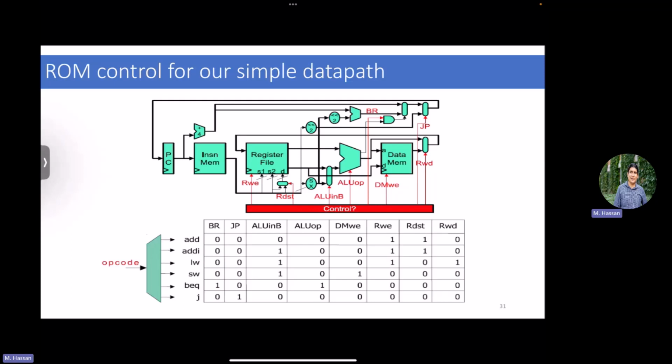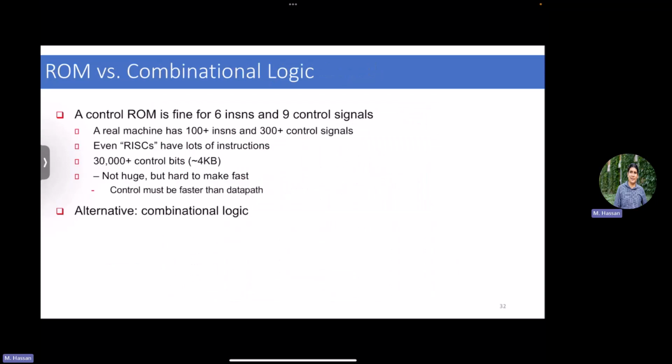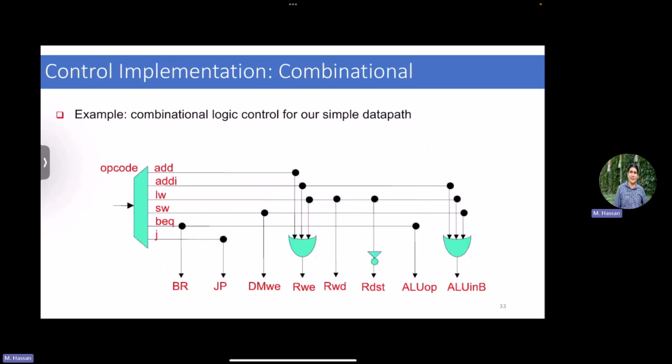One very simple thing is to say jump is one only if this is a jump, and the branch is one only if this is a branch. For the register file write enable, when do I write to the register file? It's an add operation, or it's a load operation. That's why there is an OR gate here that says if it's any one of these three instructions, just enable the write enable.